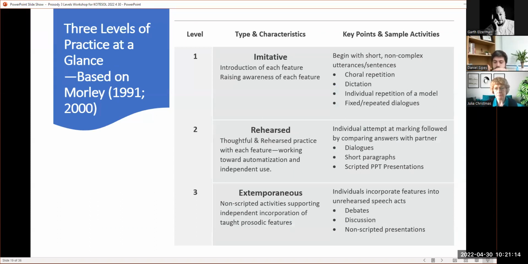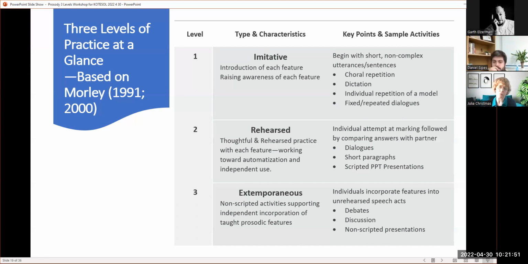So in the imitative level, I use it for introduction of each feature and raising awareness of it, and lots of choral repetition, dictation, individual repetition of a model. And the model can be me or something from the internet, or other chunks of language that you can get recordings of. And I use fixed and repeated dialogues. For level 2, it's rehearsed, but it's thoughtful and rehearsed practice.